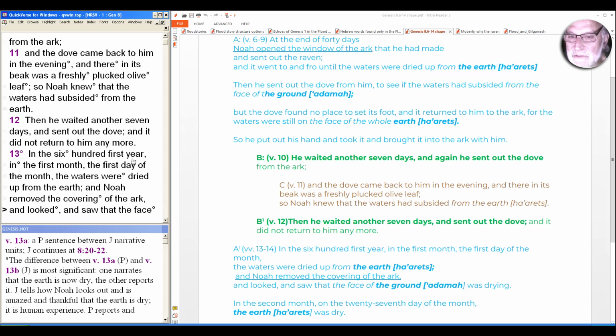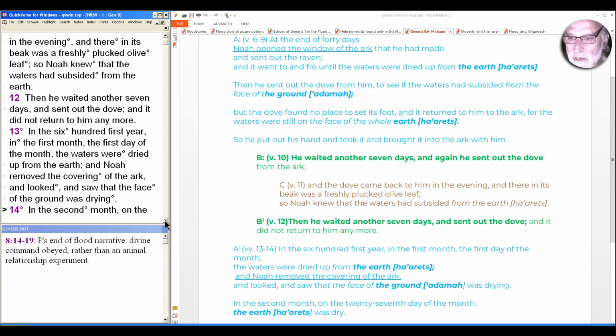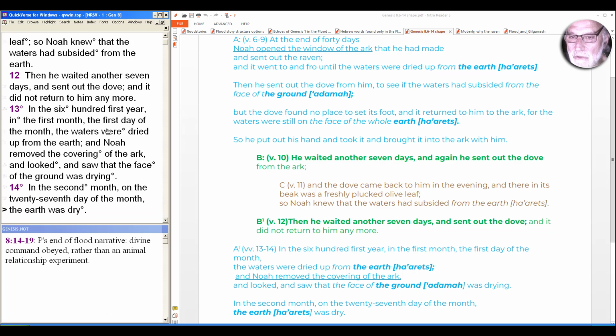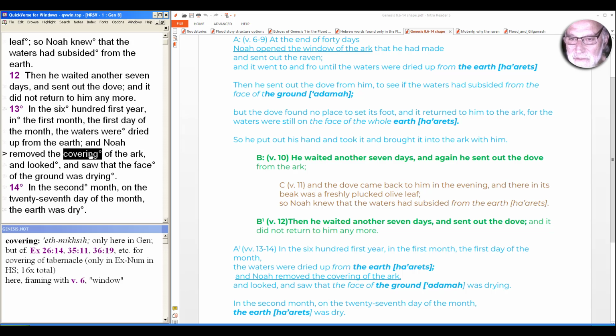And in the 601st year, in the first month, the first day of the month, as our P author has often wanted to highlight, the waters were dried up from the earth, using a different word only here in Genesis, harvu, and behold, they were dry. And then Noah removed the covering of the ark. This is not the same as the window, but notice how it's parallel here: opened the window of the ark up here, and removed the covering of the ark.